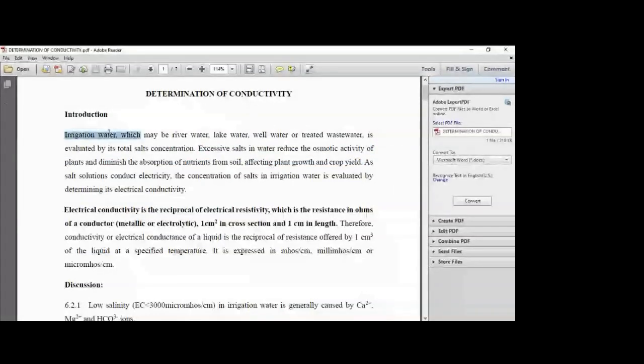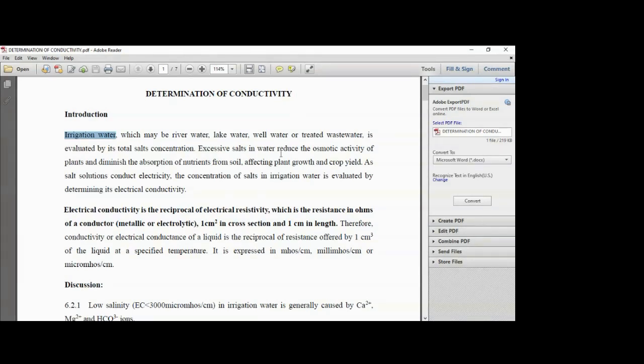Now, firstly, the irrigation water, which may be river water, lake water, or well water, or even treated wastewater, right? So domestic wastewater will be treated in the STP, and the treated wastewater can be used for agricultural purposes also. This all contains particularly the salt concentration. Now, the excessive salt concentration is not good for irrigation purposes, right? Everything in this experiment will be with respect to irrigation, and why, I'll be explaining in the due course of this explanation, right?